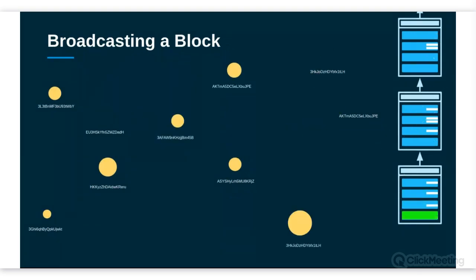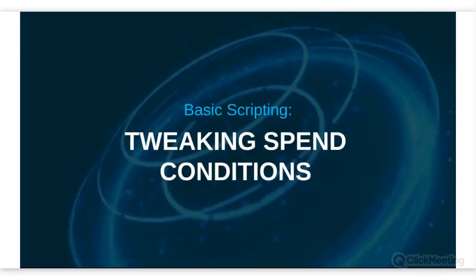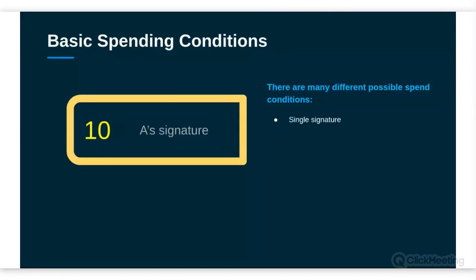All right, skipping ahead. So, basic scripting. So far, we've only been talking about a very, very simple case where when you send a transaction to an output, it goes to a single owner and they can spend it. But we're going to see that there are a bunch of different things you can do. So let's just look closely at this UTXO here. This is your basic type of transaction. It can be spent by Alice's signature.